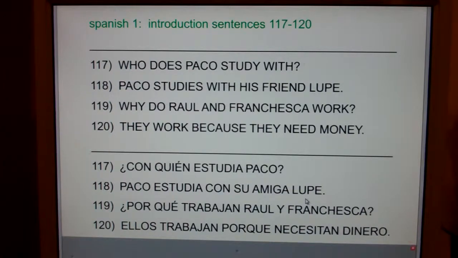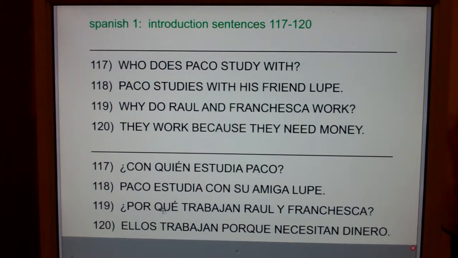Mr. Old, how are we going to remember that con is with? Well, you guys have probably heard of chile con carne, which is chili with meat, or you might have heard of pasta con queso. Everybody say pasta con queso. Pasta con queso, which is pasta with cheese. So con is with. All right.